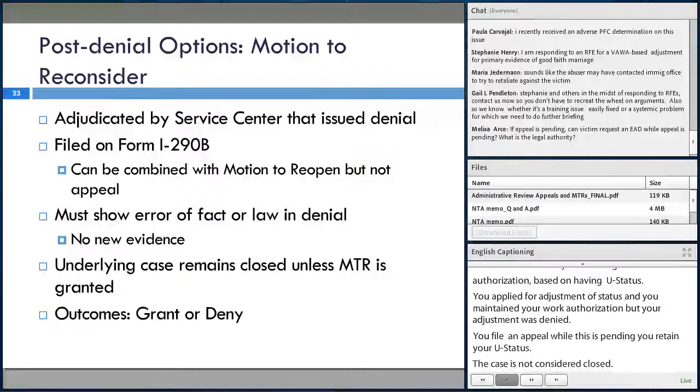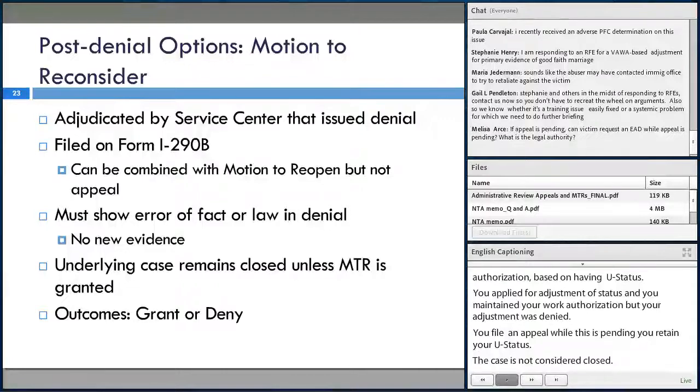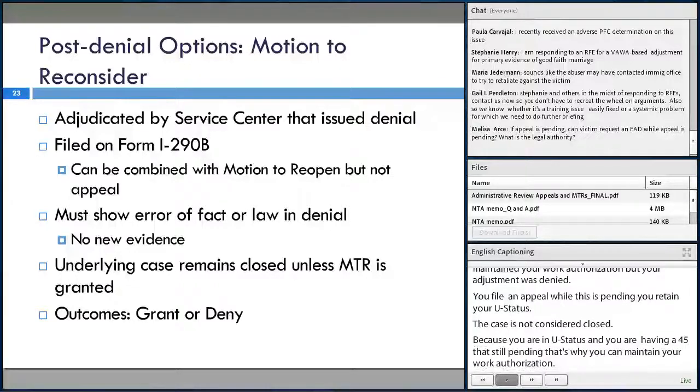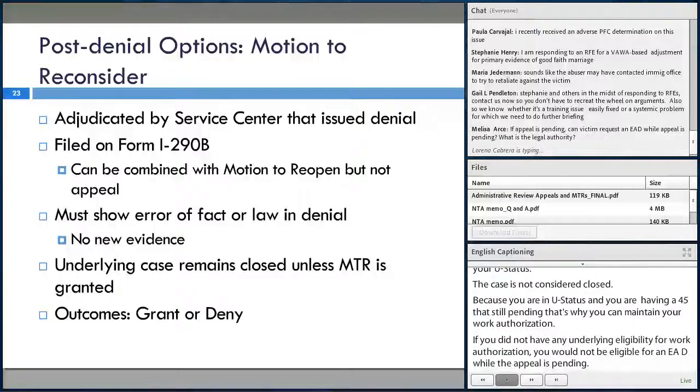maintain your work authorization. If you did not have any underlying eligibility for work authorization, then you would not be eligible for an EAD while the appeal is pending. The fact of an appeal pending in and of itself is not going to make somebody work authorization eligible. Hopefully that clears it up a little bit.